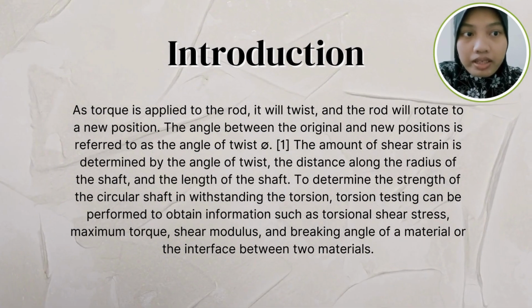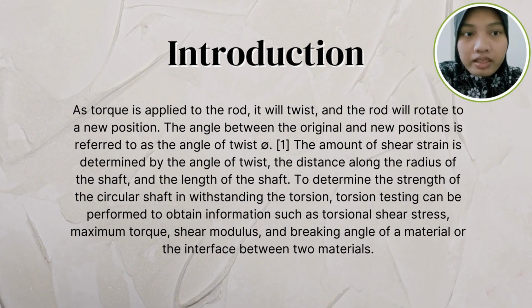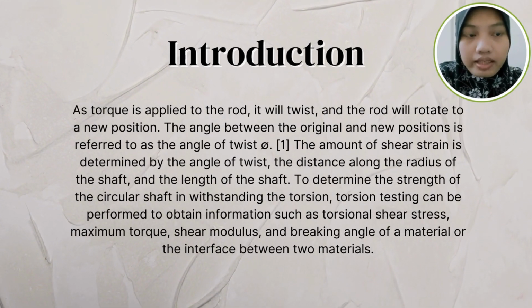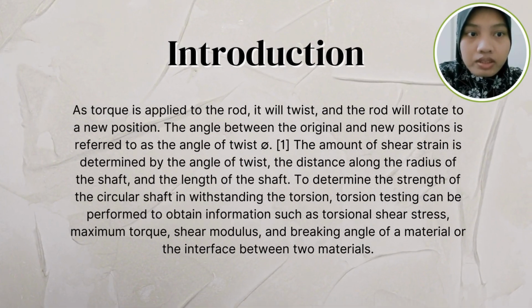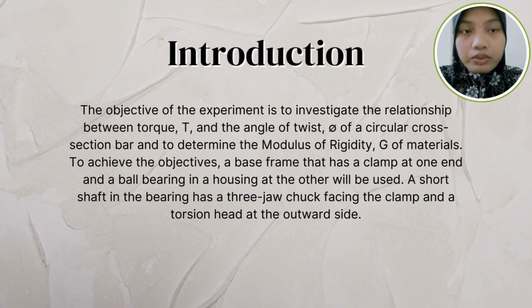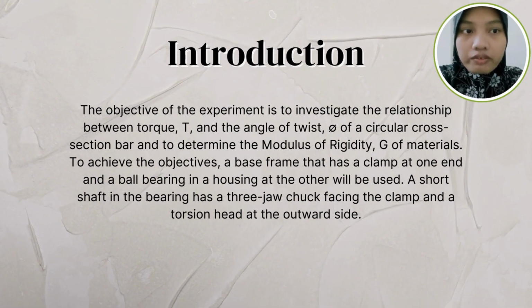To determine the strength of the circular shaft in withstanding the torsion, torsion testing can be performed to obtain information such as torsional shear stress, maximum torque, shear modulus, and breaking angle of a material or the interface between two materials. The objective of the experiment is to investigate the relationship between torque and the angle of twist of a circular cross-section bar and to determine the modulus of rigidity of the materials.